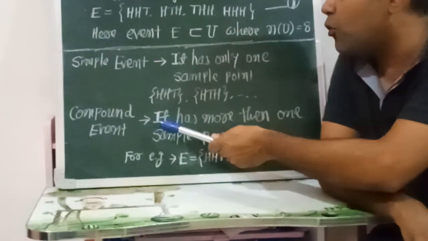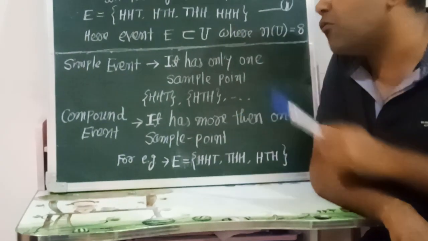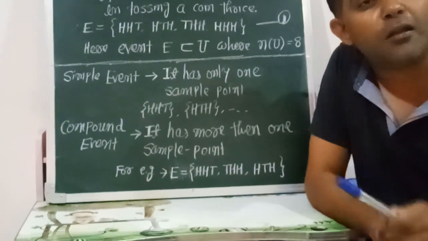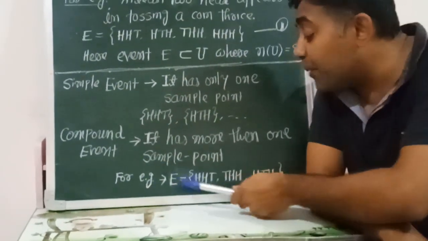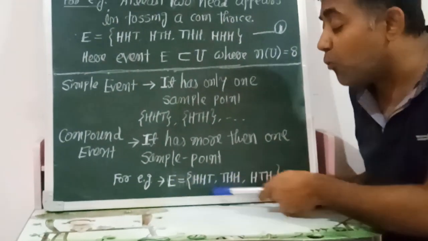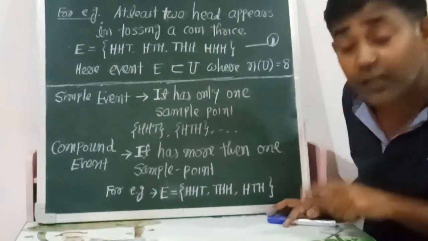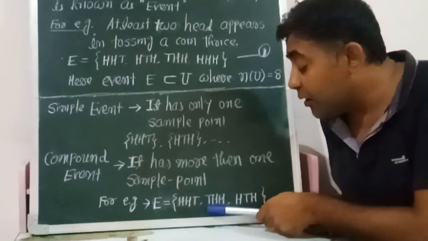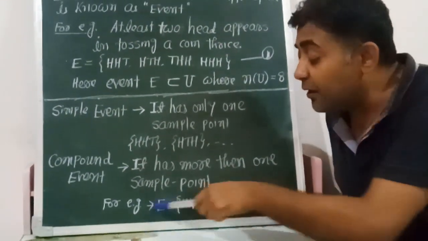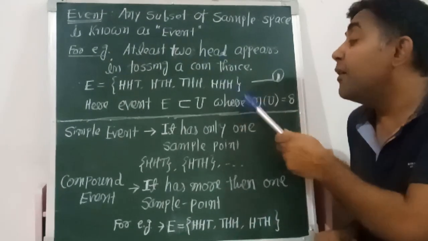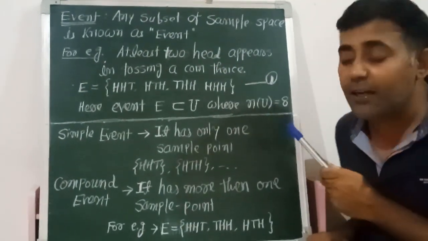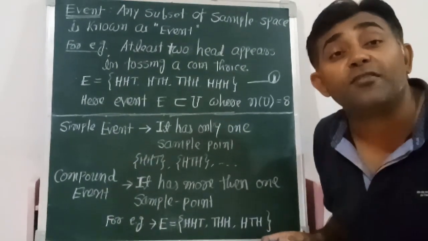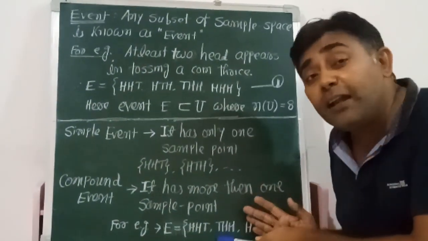A compound event, it is very obvious, has more than one sample point. It means an event that has more than one sample point is known as a compound event. For example, I just write directly the set form of the event. This event has elements HHT, THH and HTH. This event is also a subset of this sample space, where the number of elements is 8. It means the sample space is: a coin is tossed thrice, and the event is this.